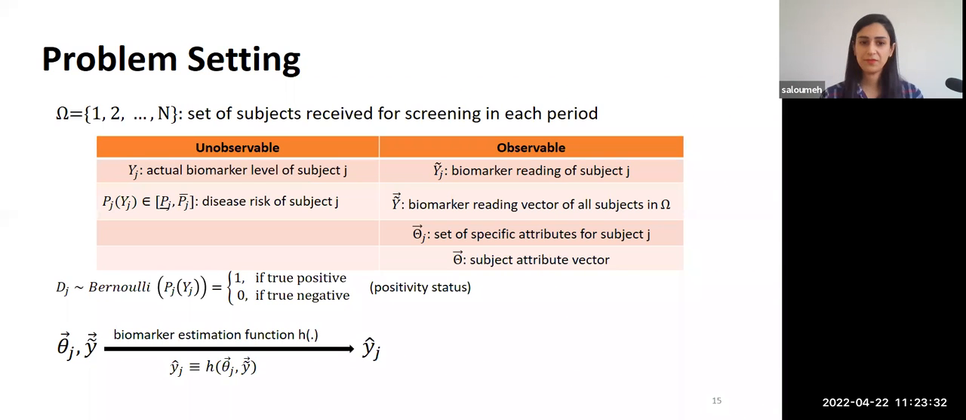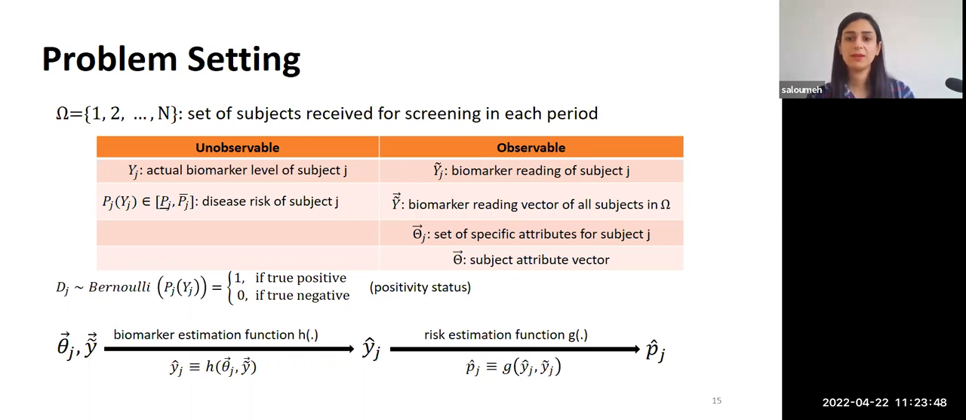And then we define a biomarker estimation function H. H can be a general function. And then by applying function H on these two variables, we can find a point estimate for the actual biomarker level, for the actual IRT level of subject J. And then from there, we apply a risk estimation function G on this point estimate, and then find out the probability, the disease risk for subject J.